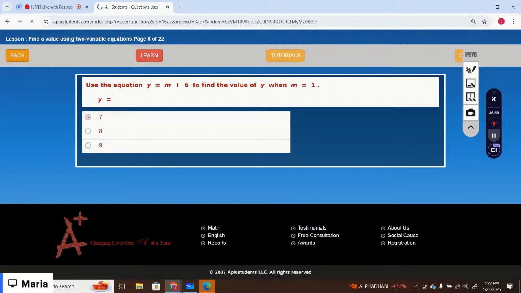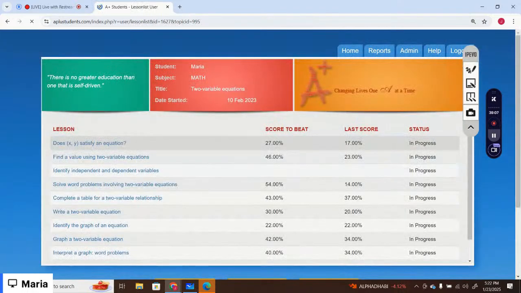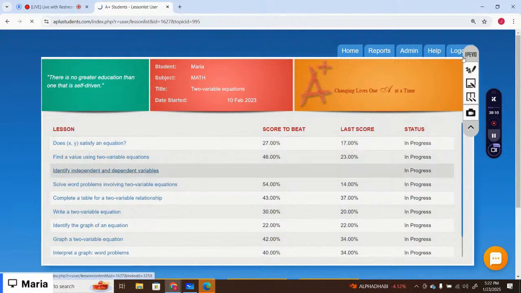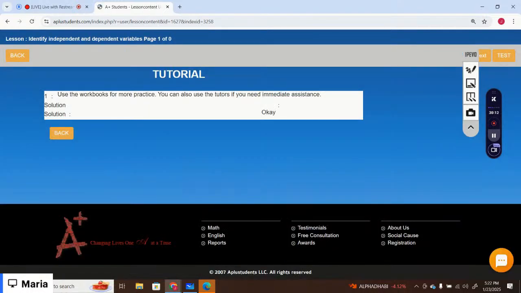Okay, you can complete the lesson by yourself later today. Let me just move on to the next lesson. The next lesson is identify independent and dependent variables. Let's just skip this lesson.